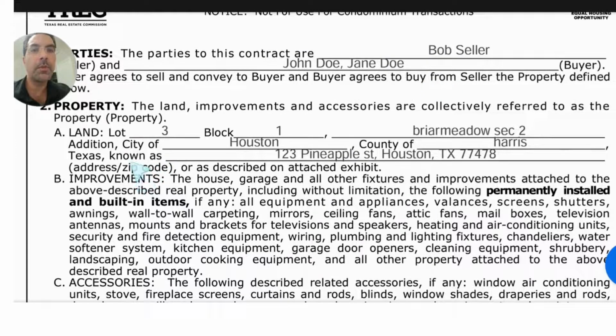The property, you can find the legal descriptions on the tax records: lot, block, and then the section or legal description would go here. City, Houston, or whatever city you're in, the county, and the informal address would go in the last line.